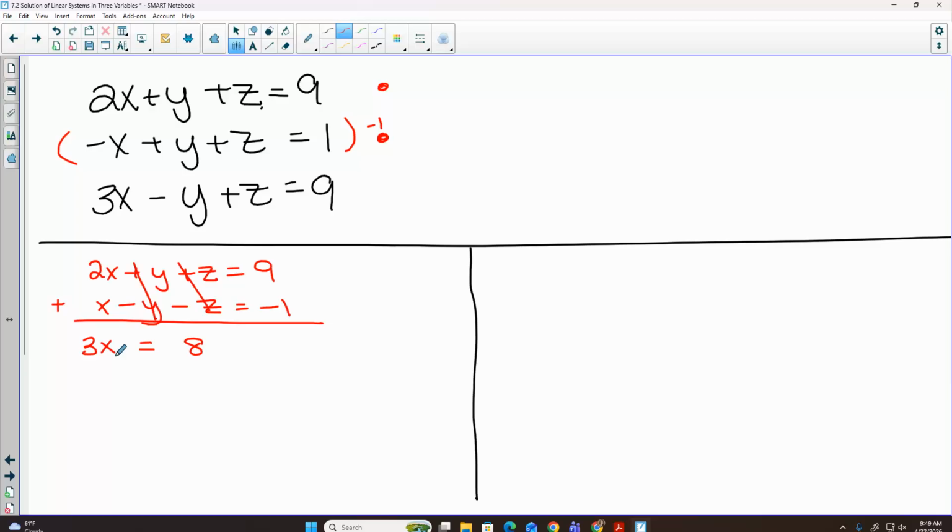But this one, we're kind of fortunate because what do you notice right here? Yeah, there's only one variable. We can go ahead and solve it. So if I get that, then x is 8/3. All right.